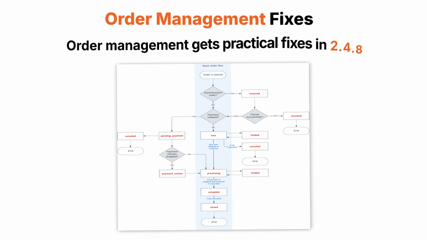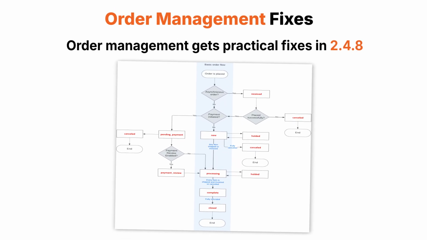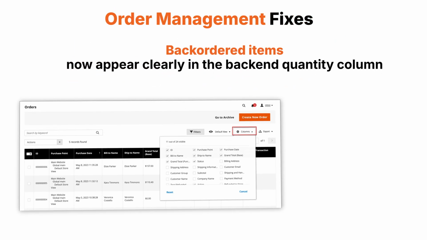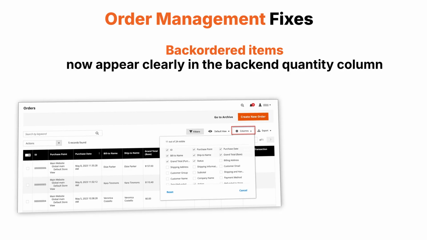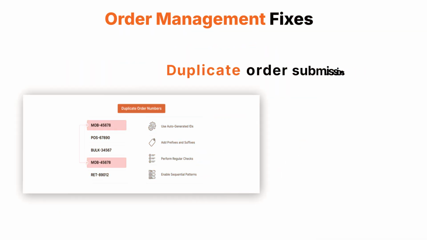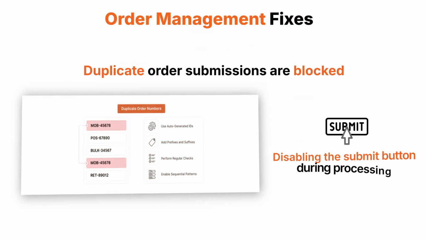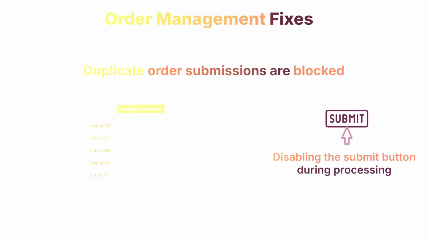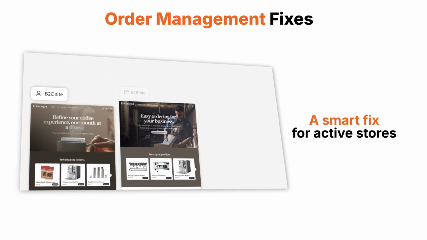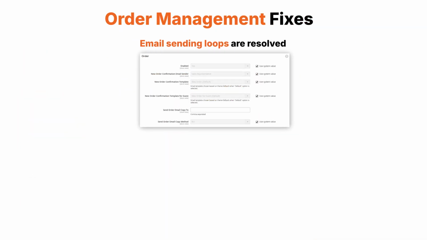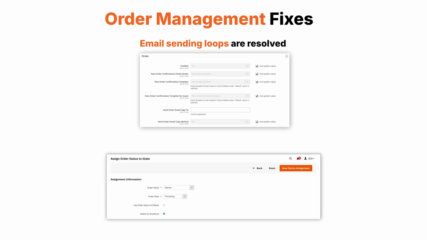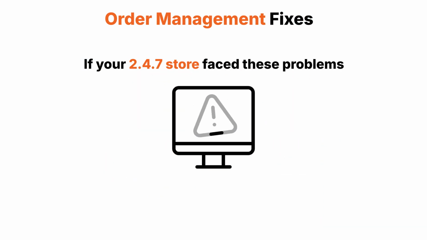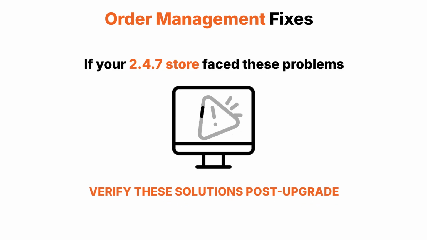Order management gets practical fixes in 2.4.8. Backordered items now appear clearly in the backend quantity column, enhancing visibility. Duplicate order submissions are blocked by disabling the submit button during processing, a smart fix for active stores. Email sending loops are resolved, and order status errors, like incorrect closed labels, are corrected. If your 2.4.7 store faced these problems, verify these solutions post-upgrade.